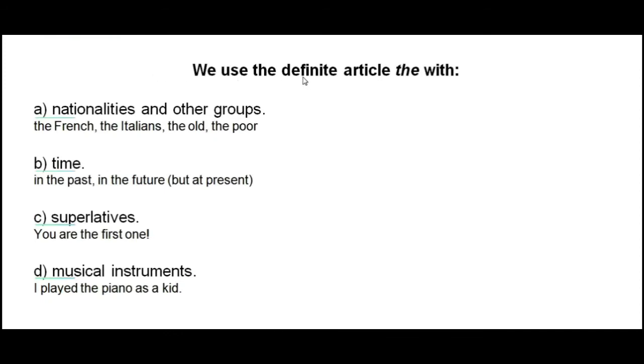Note that we also use the definite article the with A, nationalities and other groups. For example, the French, the Italian, the old, the poor. B, with time. For example, in the past, in the future, but at present. C, with superlatives. For example, you are the first one. D, musical instruments. I played the piano as a kid.